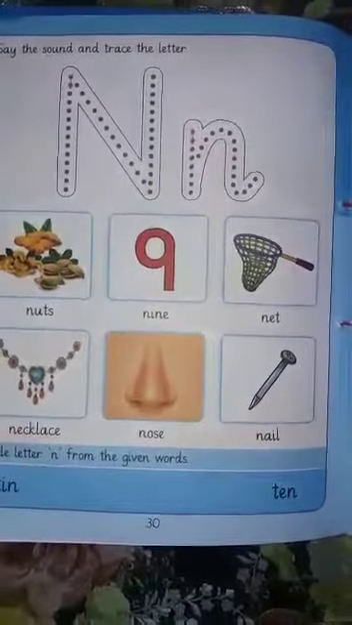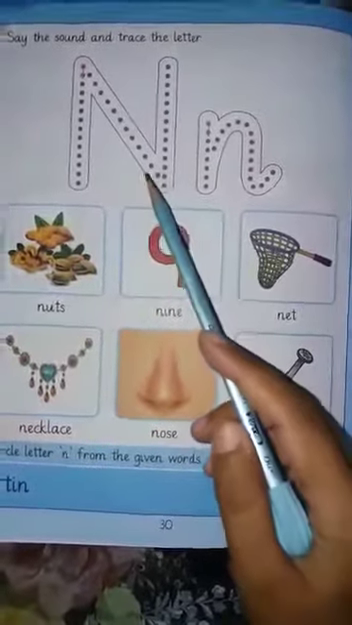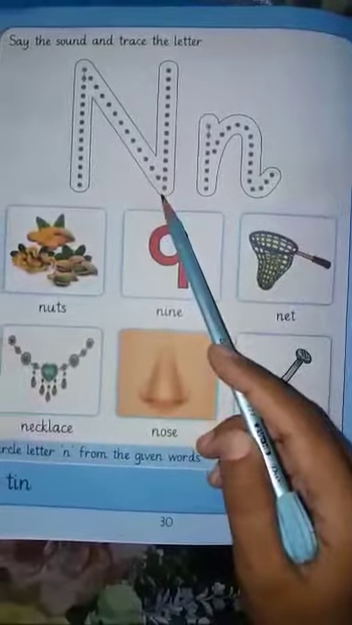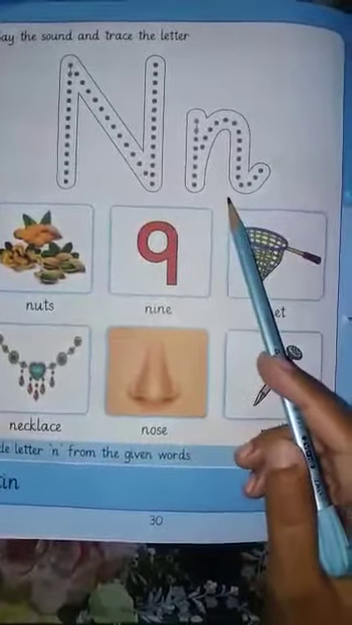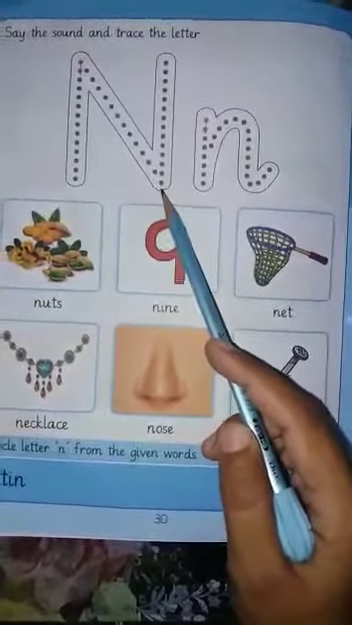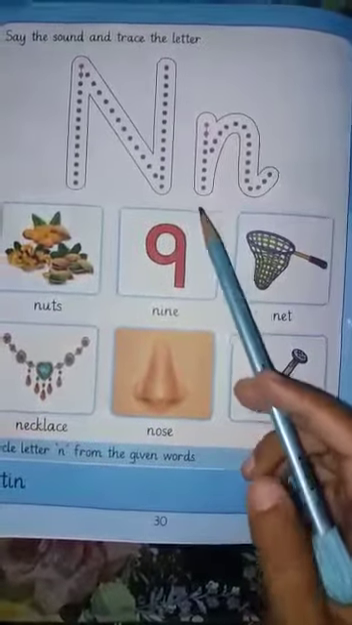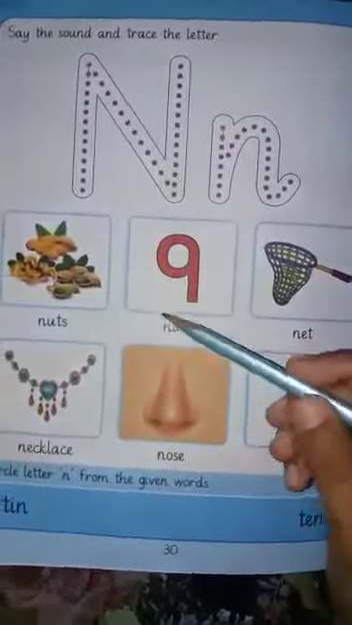Today we are going to learn the next letter, letter N. Letter N, capital N, small n. Capital N, small n. Firstly, trace the letter capital N.